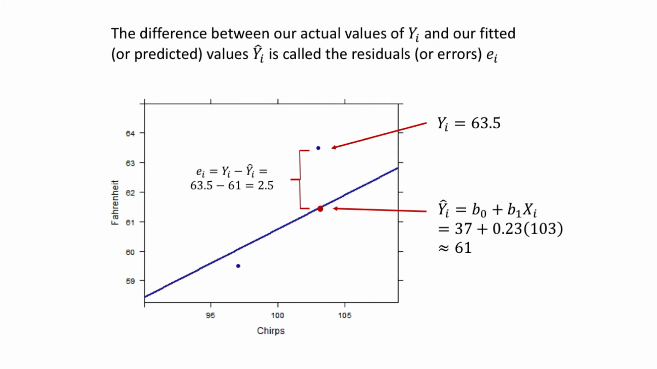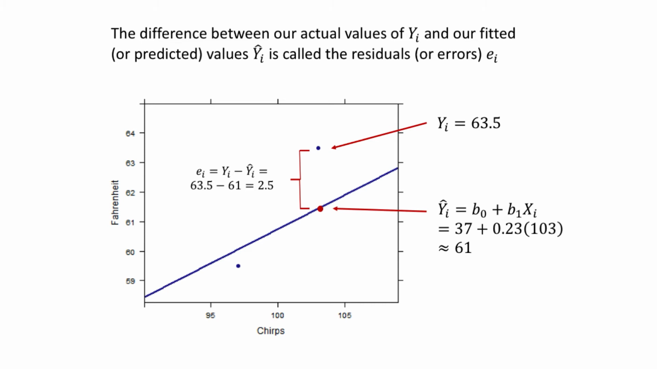It's a residual because you can think of it as what's left over after we use our line for prediction. To put it another way, it's an error. It's how off we are. If we use this model for prediction, we're going to be off. In this case, we're off by about 2.5 degrees Fahrenheit.